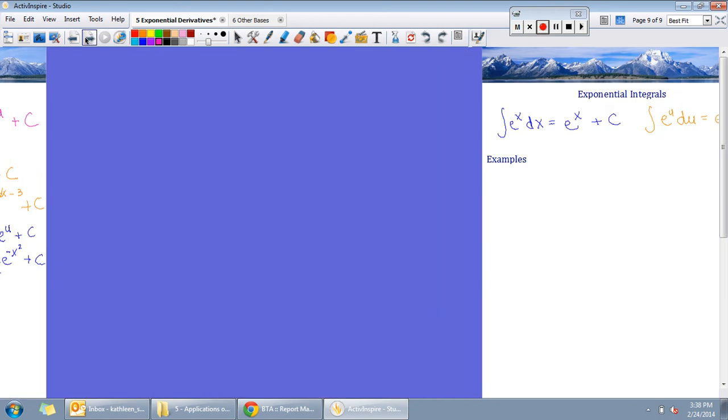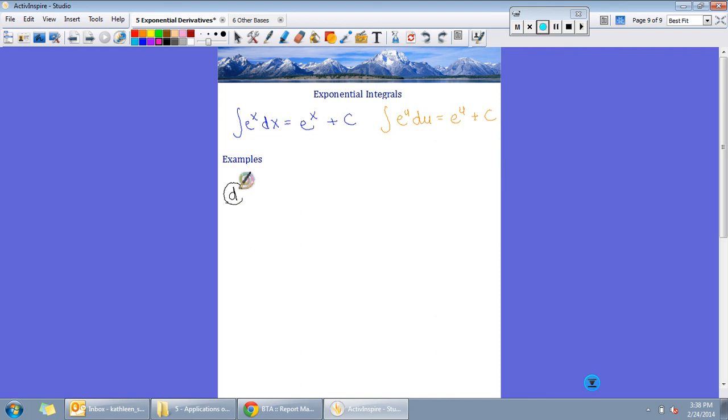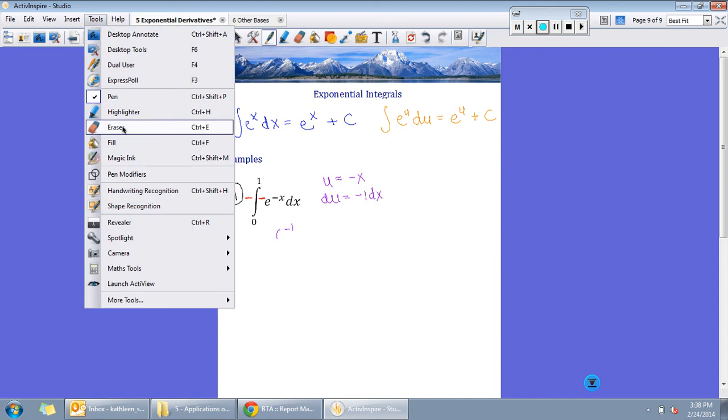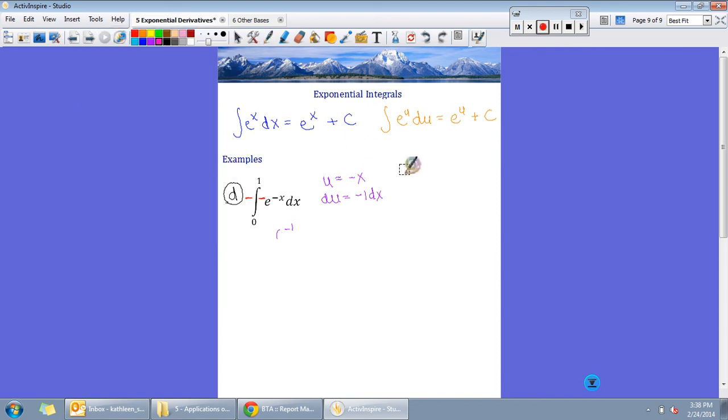We can also do similar examples with definite integrals, like this one. So e to the u is going to be the -x, and du is going to be -1 dx. So I'm going to need a negative on the inside and outside. The other thing we need with u substitution definite integrals is u numbers. So if you plug in a 0 into -x, you're going to get 0. And when you plug in a 1, you're going to get -1. So I'm going to have -0 to -1 e to the u du.